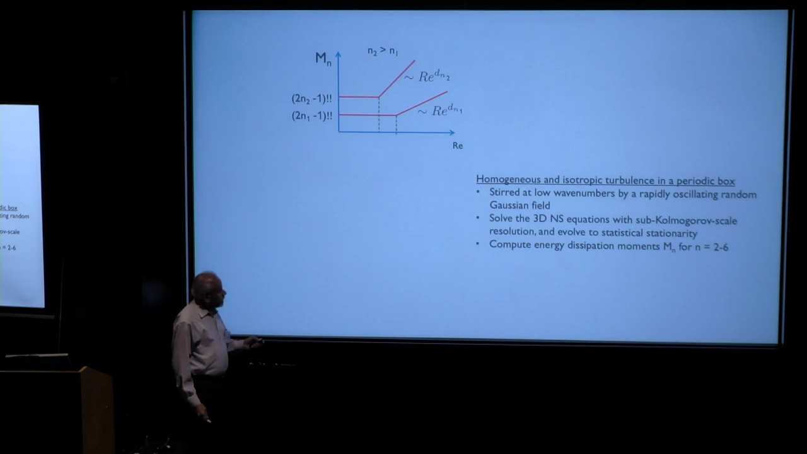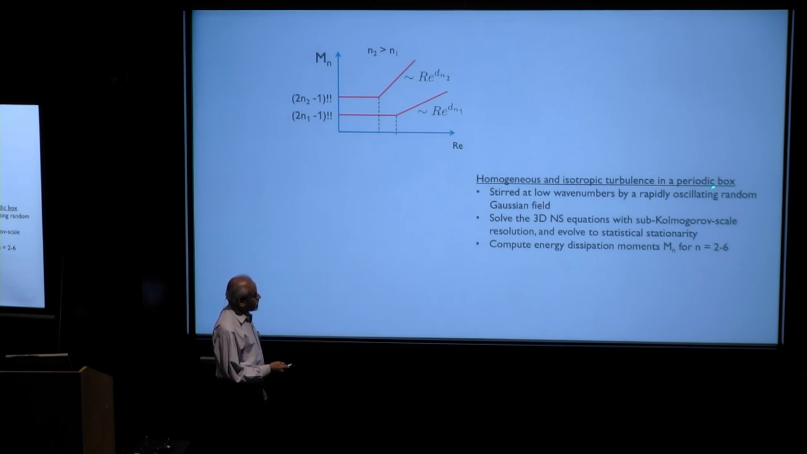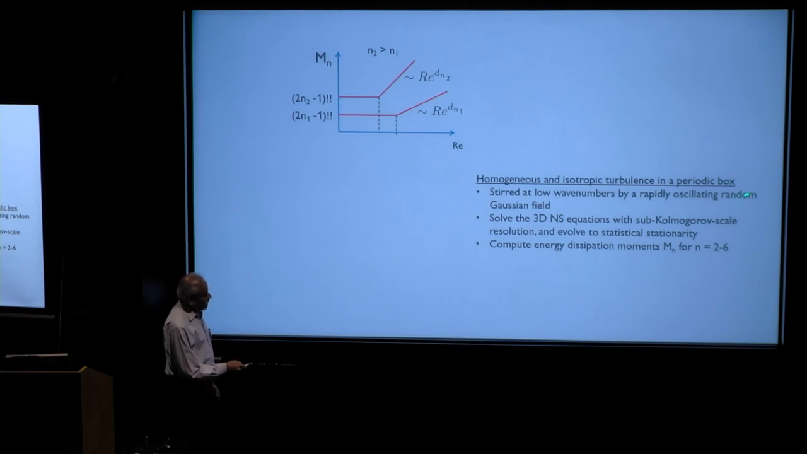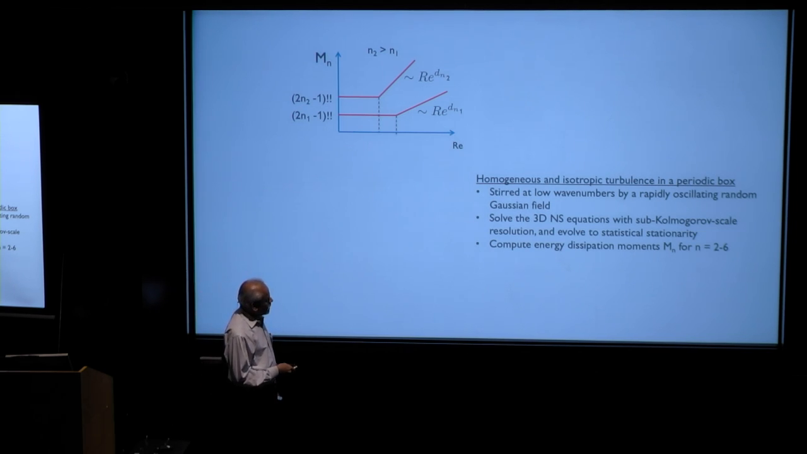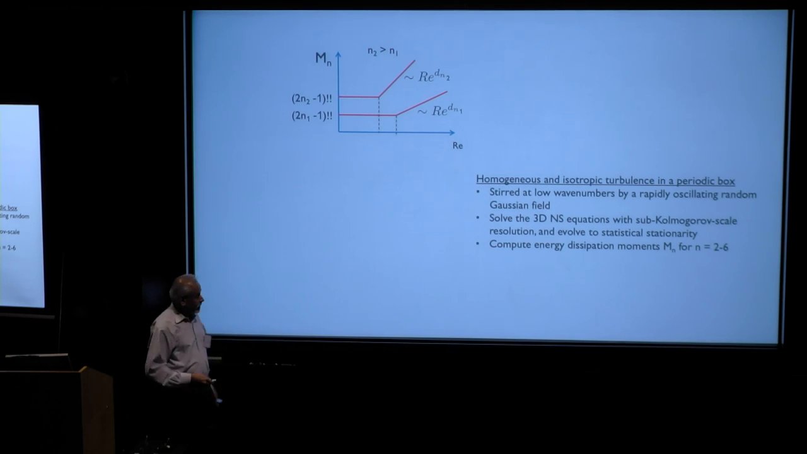So take homogeneous and isotropic turbulence in a periodic box. And initially, you start with low wave numbers of a rapidly oscillating, or as people call it, delta in time, random Gaussian field. So evolve it using the Navier-Stokes equations on a discrete grid with sub-Kolmogorov scale resolution. I mean, it's resolved really well. And evolve to a state of statistical stationarity. And then compute various quantities, for example, energy dissipation and its moments, say M_n for n from 2 to 6.